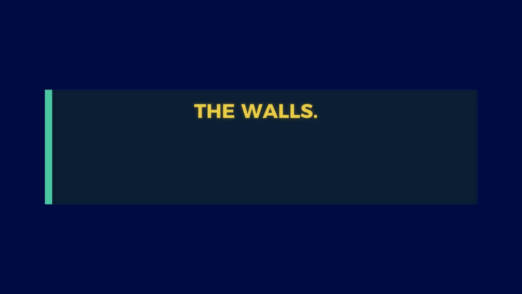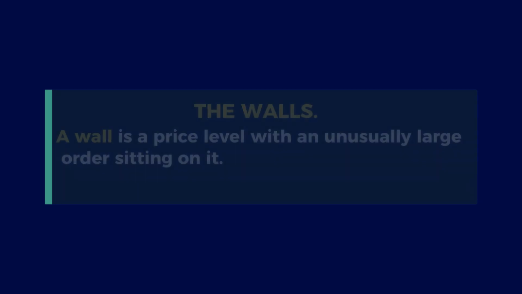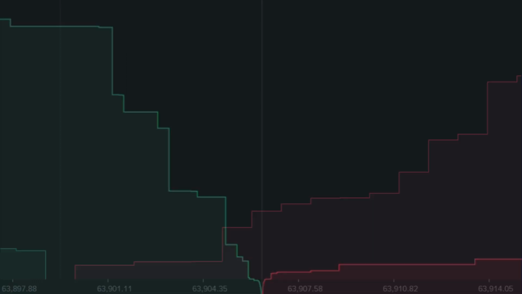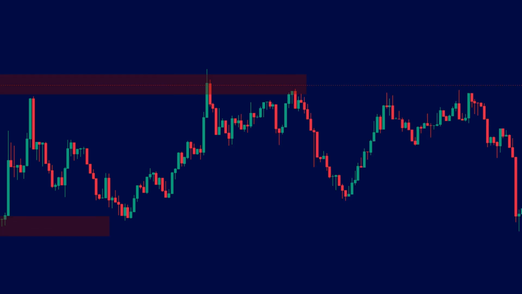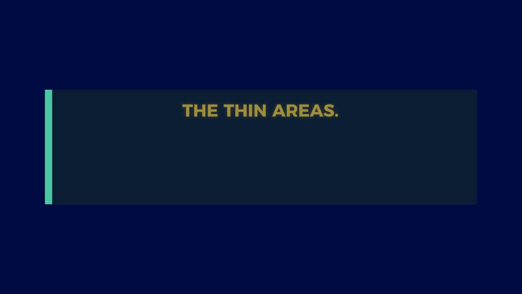First, the walls. A wall is a price level with an unusually large order sitting on it. A big bid wall below price, that's a floor. Buyers defending that level. Price tends to bounce off it. A big ask wall above price, that's a ceiling. Sellers defending that level. Price tends to stall there. This is where the order book connects directly to support and resistance. Those levels you draw on your chart, a lot of the time, there's a wall in the order book sitting right there.